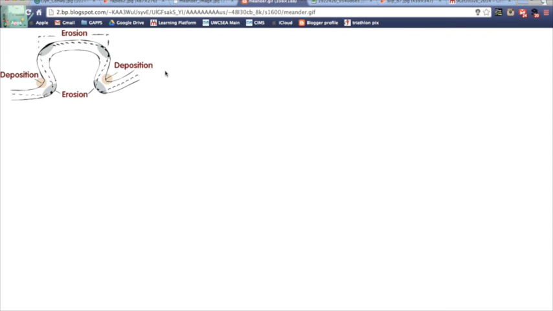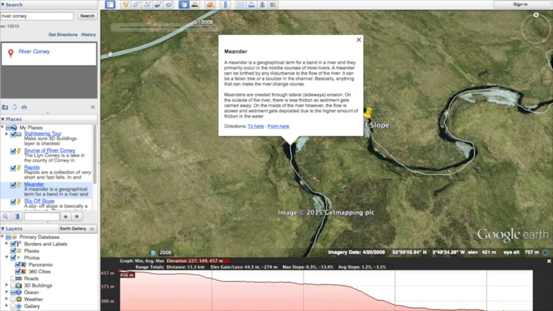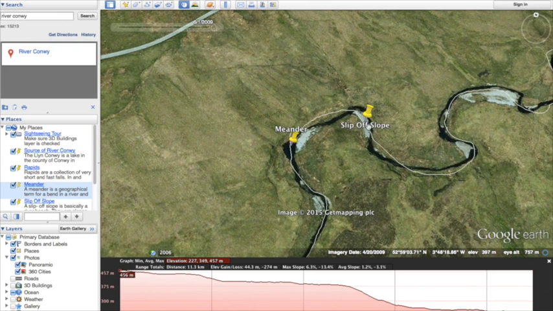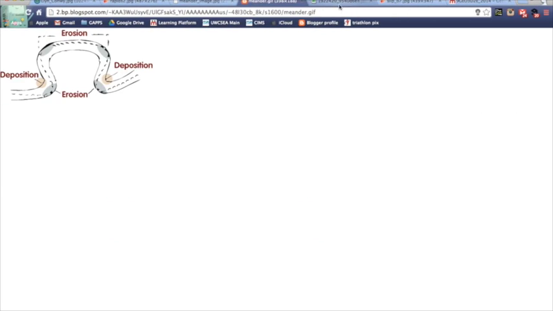Well, here's a diagram explaining meanders. You can see on the outside of the river, erosion occurs, and on the inside there's deposition, so sediment would get stored here while the erosion would happen here, causing the bend to bend even more until it hits an obstruction and it can no longer bend.